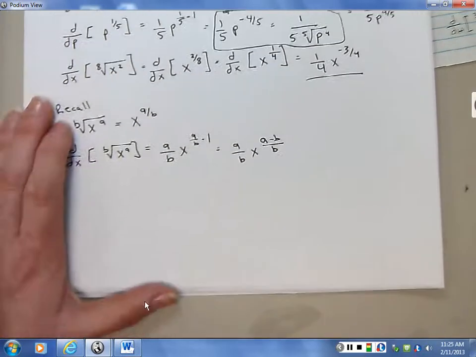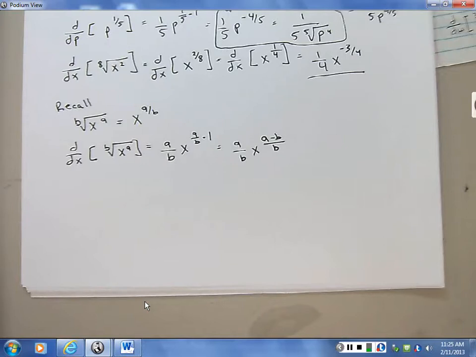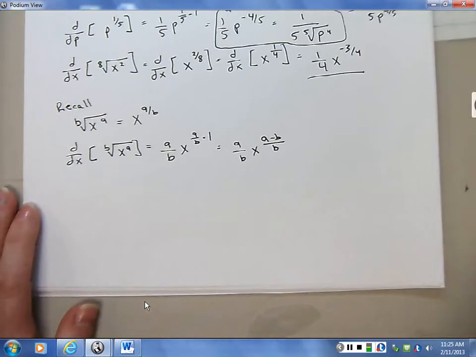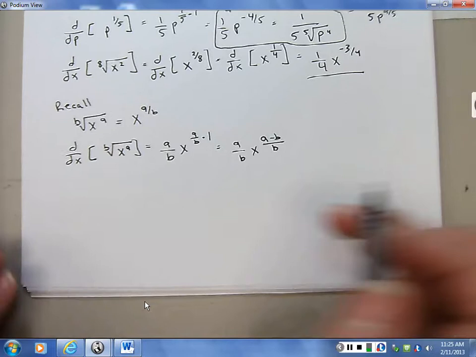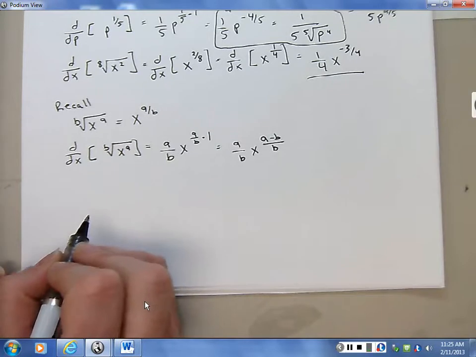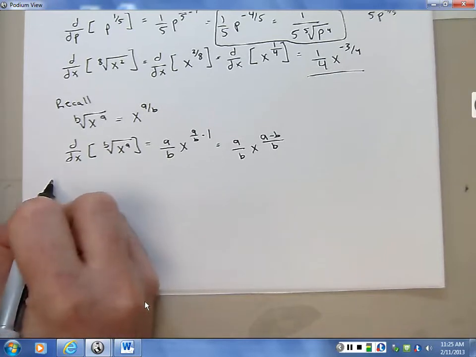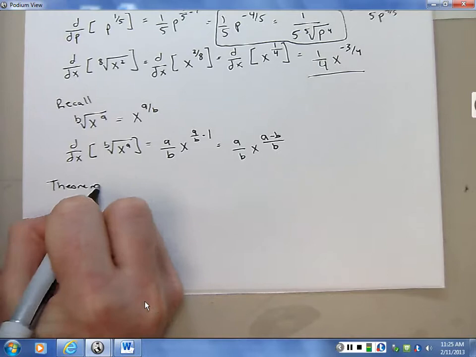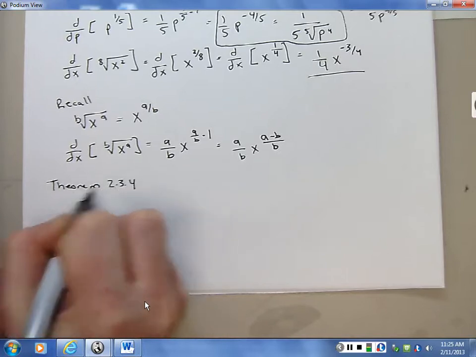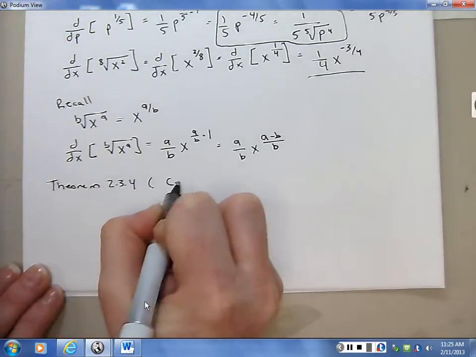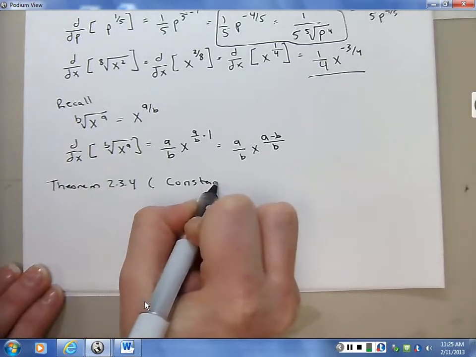You might not always be given x to a power, but at this point you should be able to simplify it to that form. So let's look at an example. Let's go through one more theorem first. Theorem 2.3.4 is named the constant multiple rule.